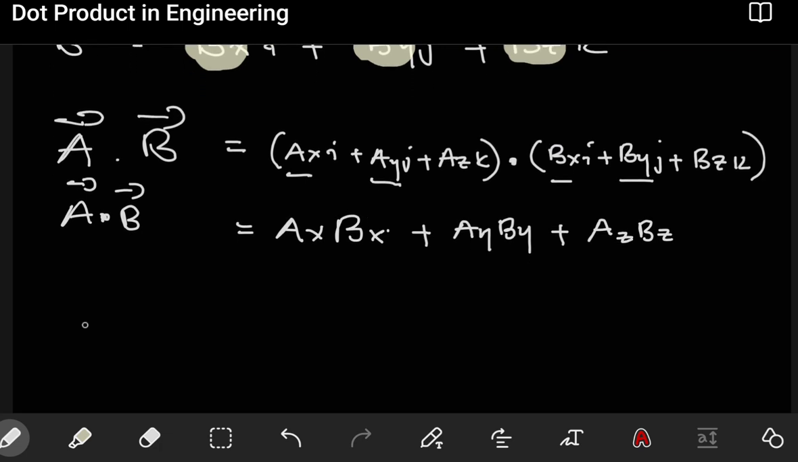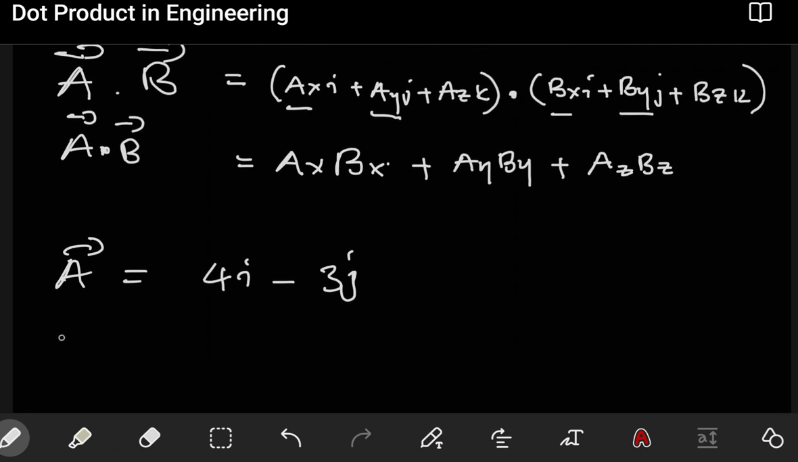We can even give an example where we have a vector A, and let's say this vector A has components 4i minus 3j. Then let's just leave it there. And then we have another vector, and for this vector, let's say it has components 2i minus, let's say 5j, and then let's say plus 4k.